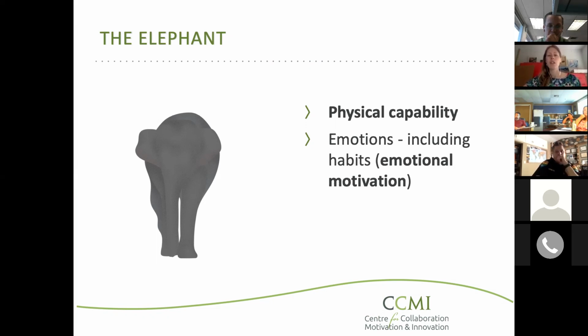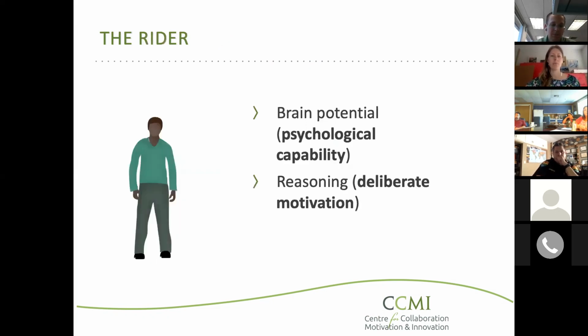Sometimes these are the things that can help us with behavior change, and sometimes these are the things that can hinder behavior change. The next thing is the rider, and there are two aspects of behavior that come from the rider. The first is brain potential, or what Dr. Mickey calls psychological capability. And the second is reasoning, or reflective motivation.